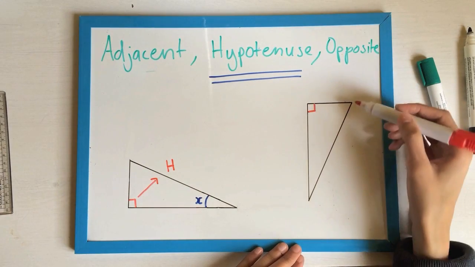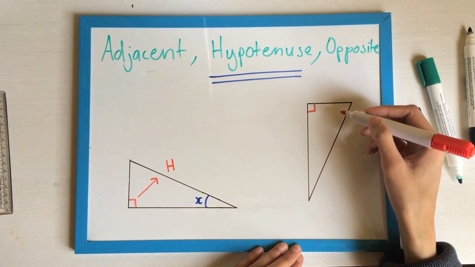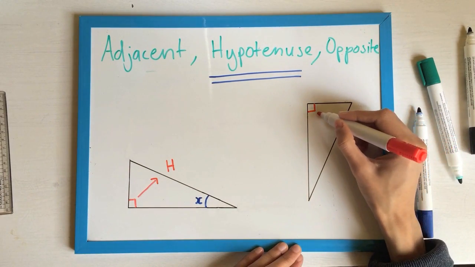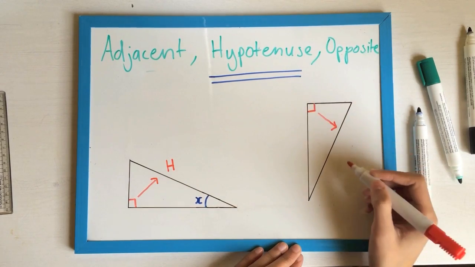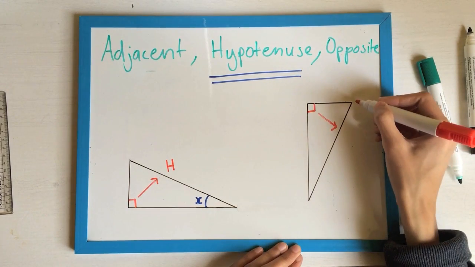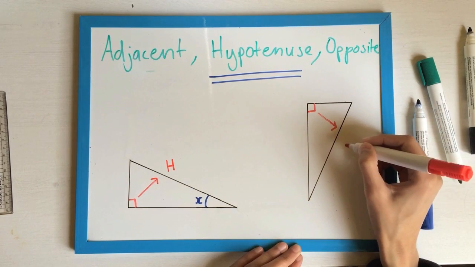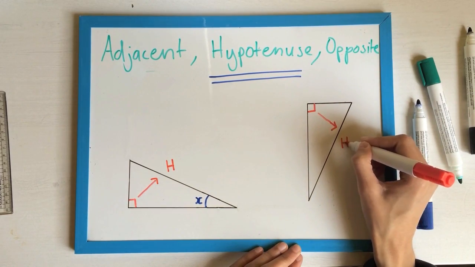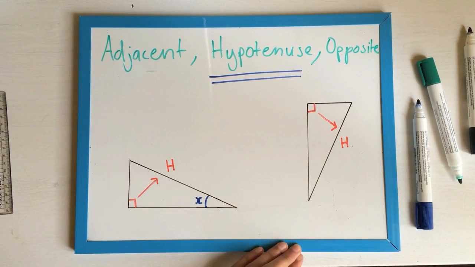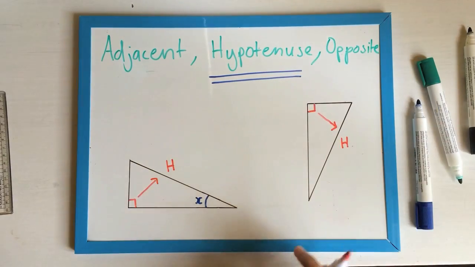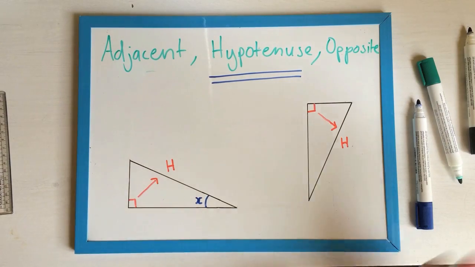Let's try for this triangle here. The side opposite the right angle is this side here. This is also the longest side of this right angle triangle. So we can call this H for hypotenuse. Don't get confused with the opposite side. This is what we'll do next.